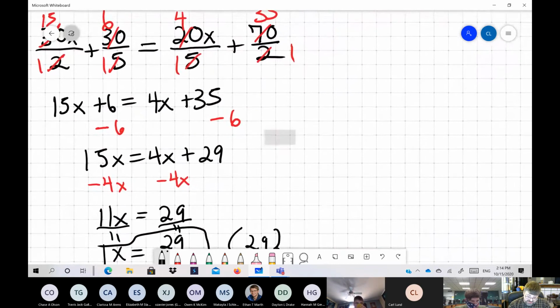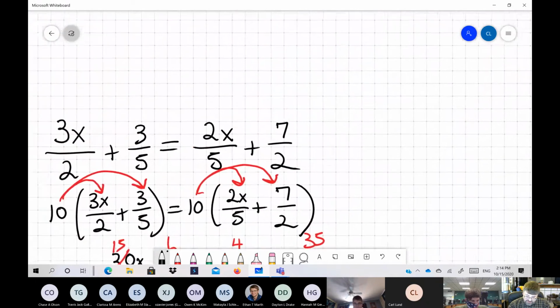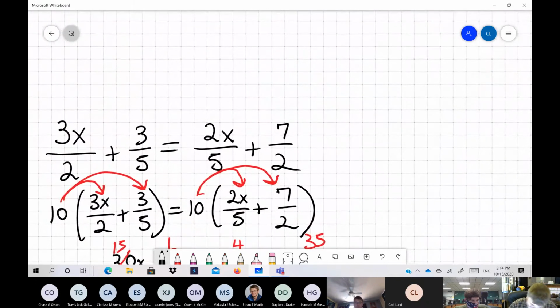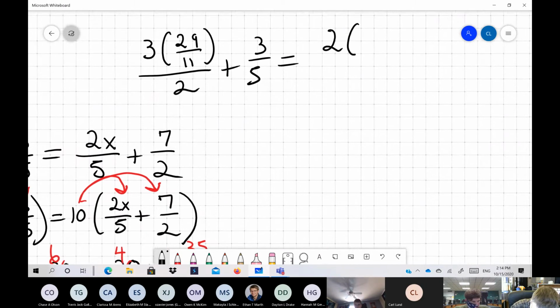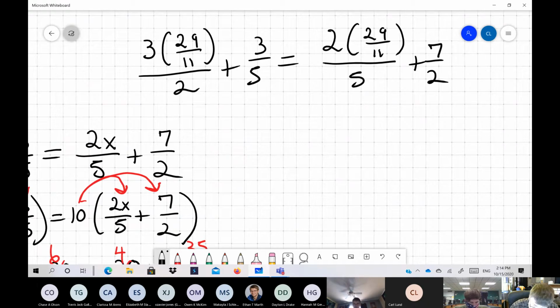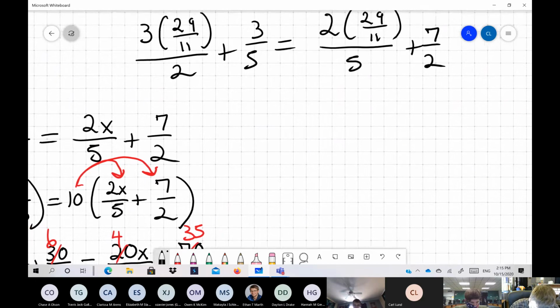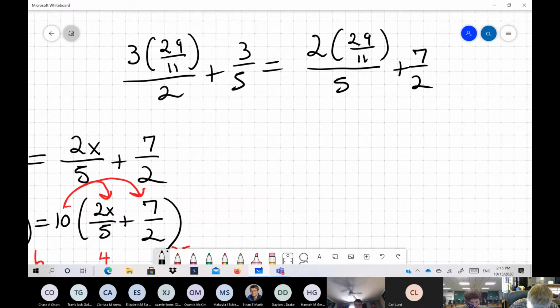And we should check this. Unfortunately, 29/11 is not really fun to check, but we will. 3 times 29/11 over 2 plus 3/5. We're checking to see, does that equal 2 times 29/11 over 5 plus 7/2. This is going to be a more complicated check than you actually are going to have to do for anything that you're working with.